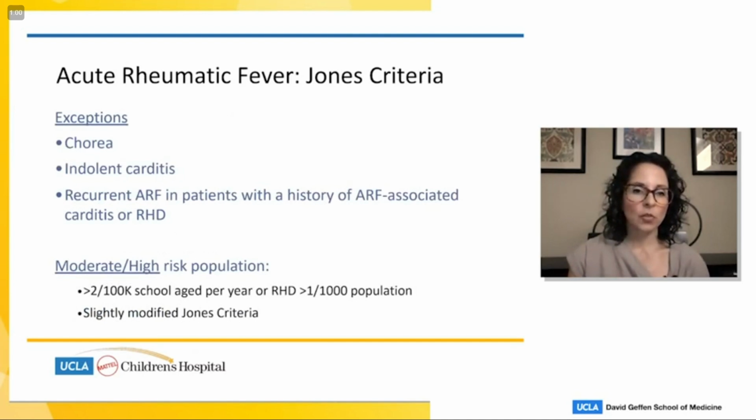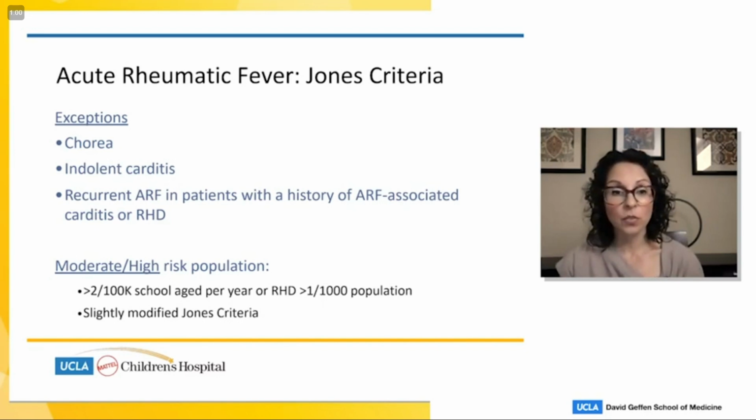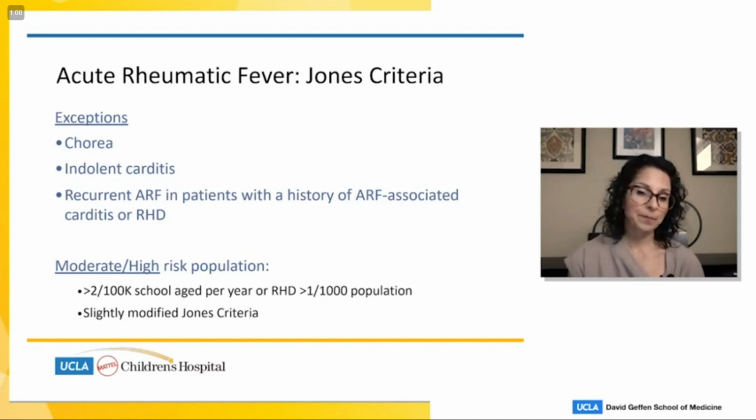What are the exceptions to the Jones criteria where you don't need that strep plus 2 major? It's when there's chorea present, when there's an indolent carditis present, or if you have recurrent ARF in patients with a history of ARF-associated carditis or rheumatic heart disease. And here I've listed the definition for a moderate or high risk population. And then you're going to use a slightly modified Jones criteria. Again, being conservative in terms of treating in a timely fashion in order to avoid chronic problems within the heart.